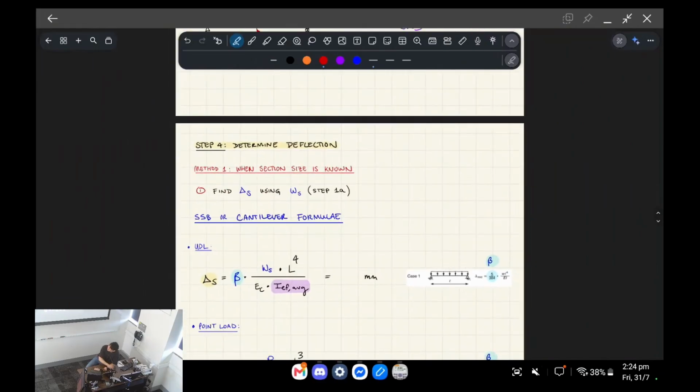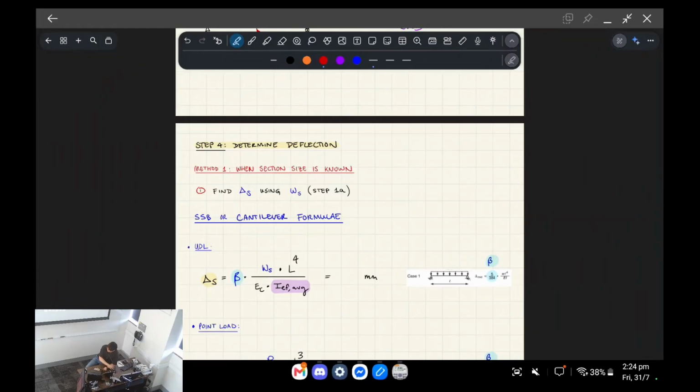So let me just scroll past that. On the left there, you can see different cases. That was the case that I was describing. If you have an interior span, you would do that instead. Okay, so the next step and the final step will be determining the deflection.